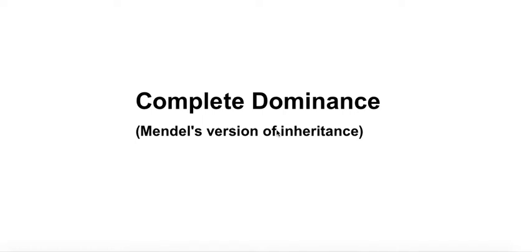Alright, in this video we're going to talk about complete dominance and how to use a Punnett square to predict the phenotypes and genotypes based on two different parents, and this is basically Mendel's version of inheritance that we're going to talk about today.